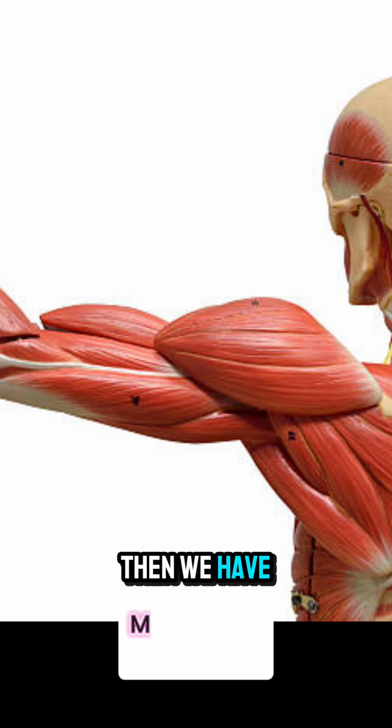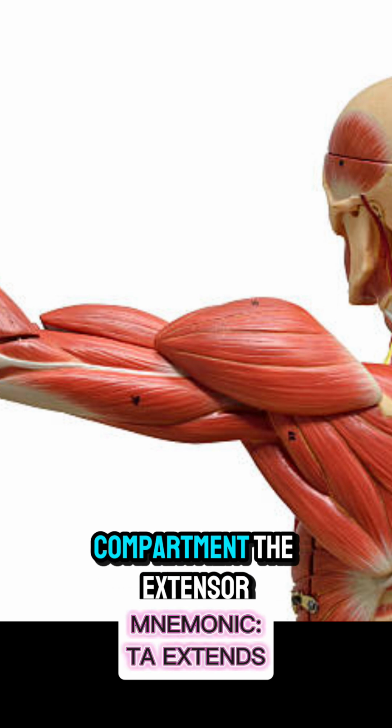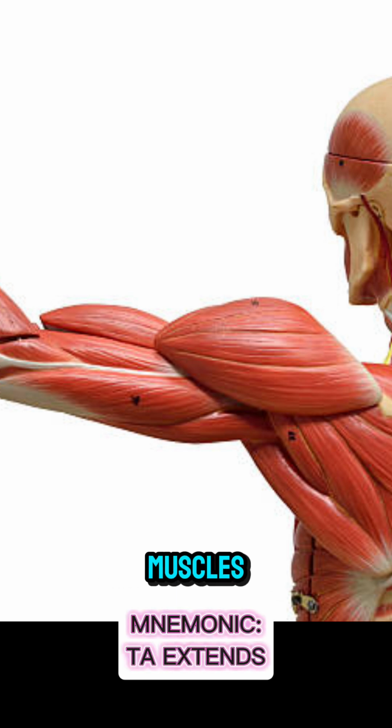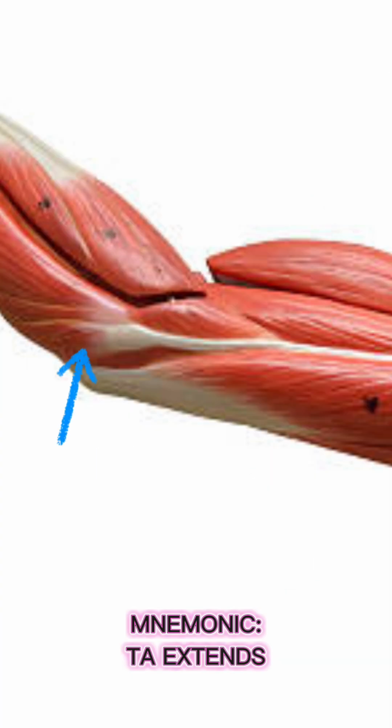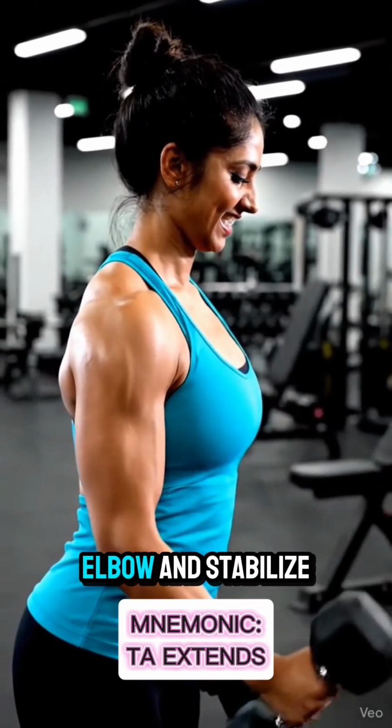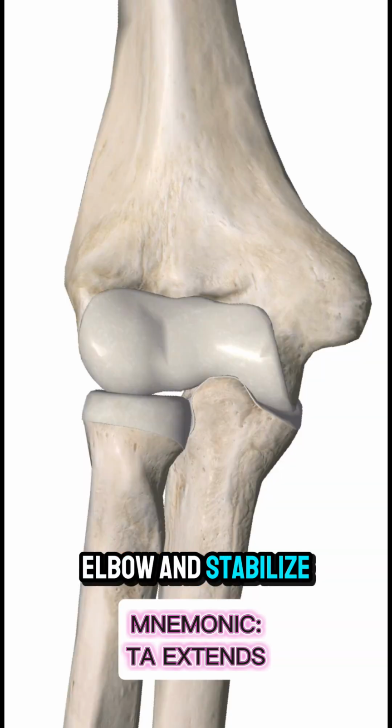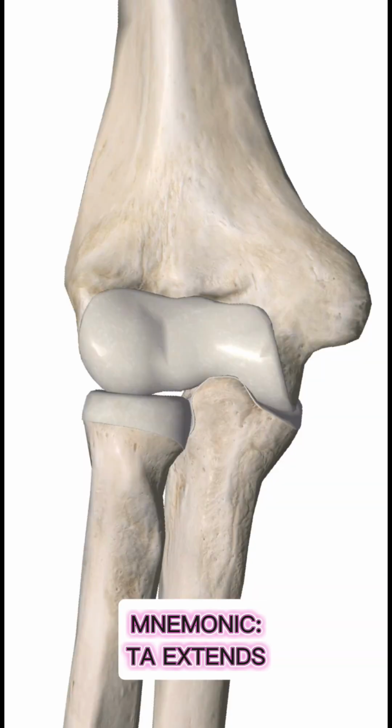Then we have in the posterior compartment the extensor muscles. Here we have the triceps brachii and the anconeus. They extend the elbow and stabilize the elbow joint.